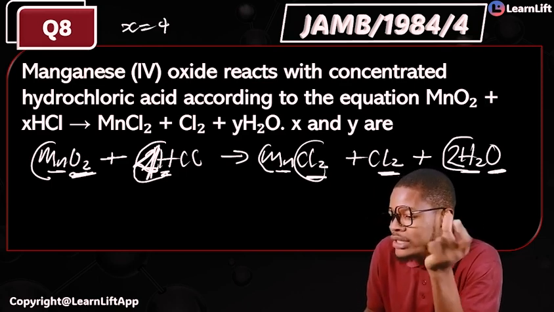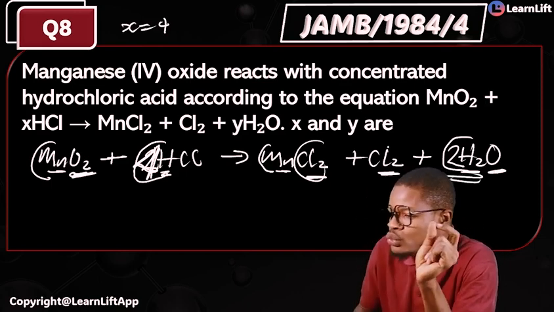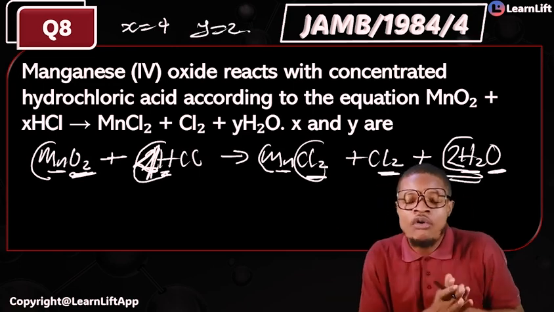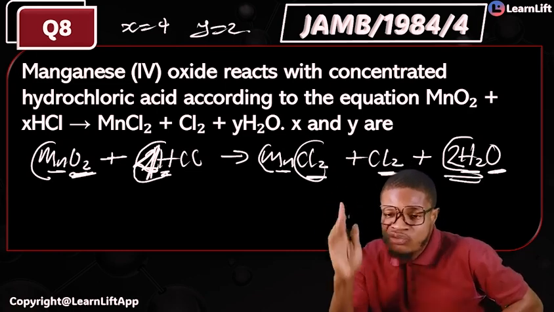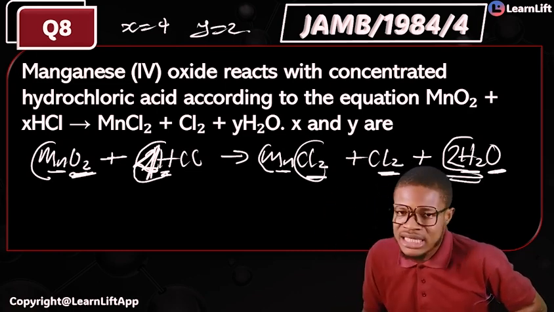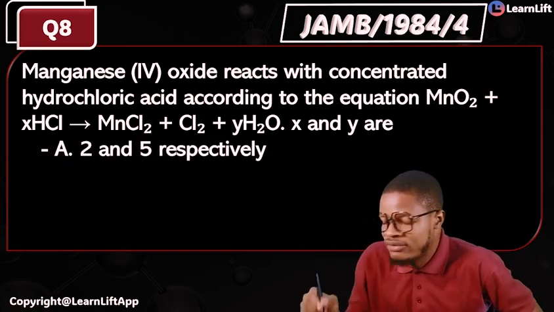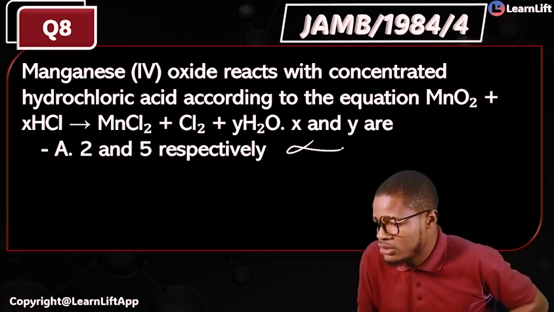The Y is on H2O. H2O is 2. So your Y is going to give you 2. So your X is 4, your Y is 2. Let's check out the option that will give us the answer. Now, 4 and 2, that's what we're looking for, X and Y respectively. 4 and 2, no, it cannot be option A. It is not 4 and 2.